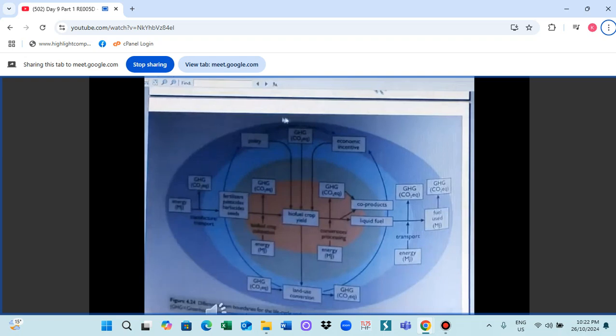This diagram shows all the policy, the ethanol policy, how this ethanol will be produced. Those are generation policy, you can see that the whole diagram.